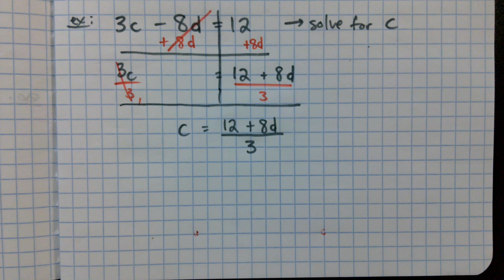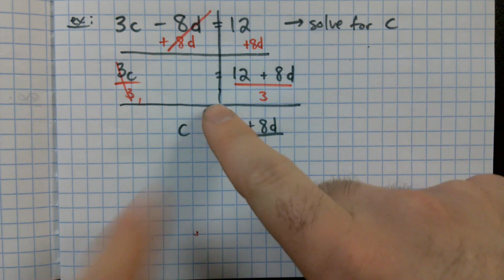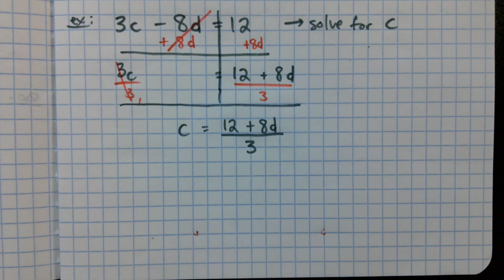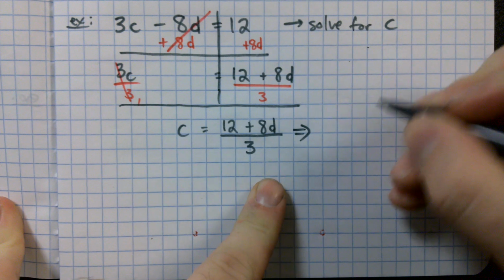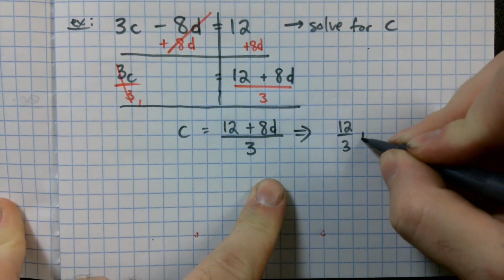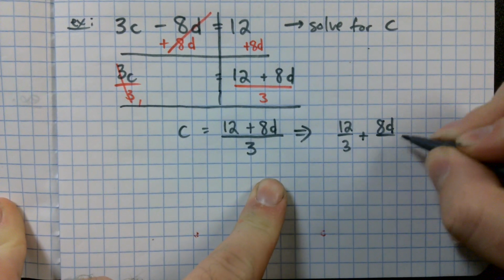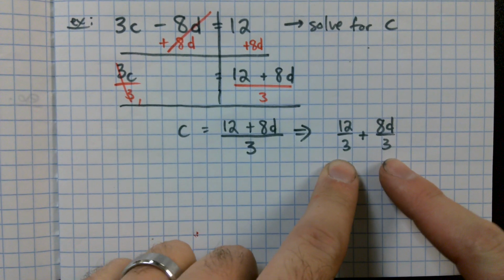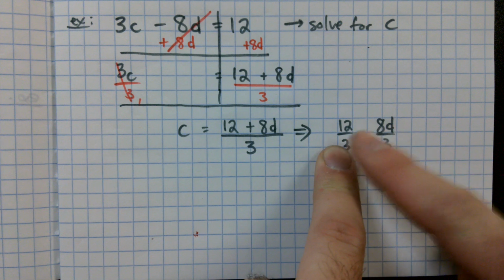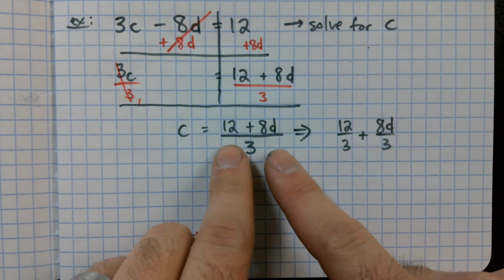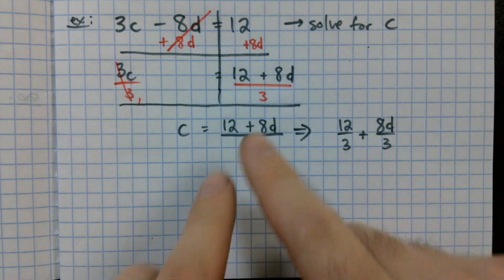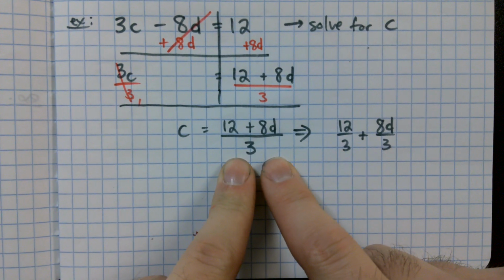Does anyone see something else we can do here? What can we simplify, Colby? The 12 and the 3. This is two separate fractions, okay? This is 12 over 3 plus 8d over 3. When we're adding fractions with like denominators, we keep the denominator the same and add across the top. That's exactly what this answer is. 12 plus 8d is me adding across the top, and I keep my 3 the same.